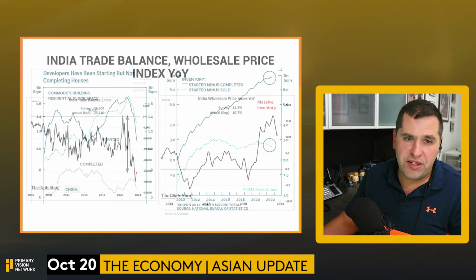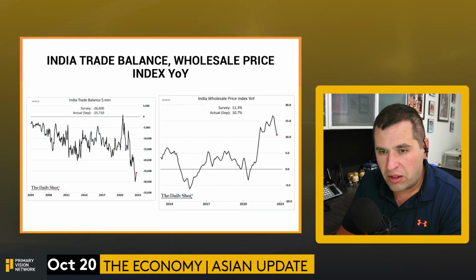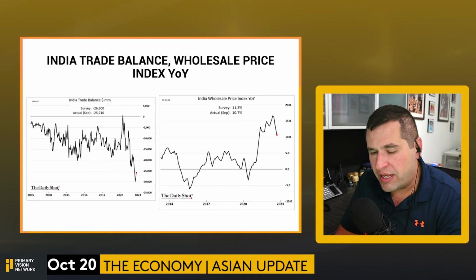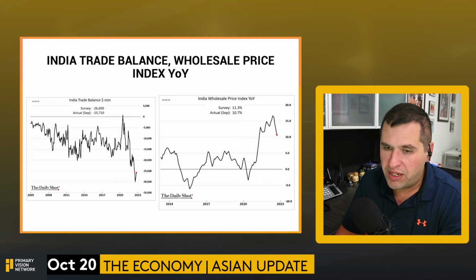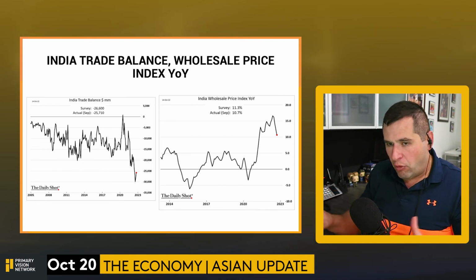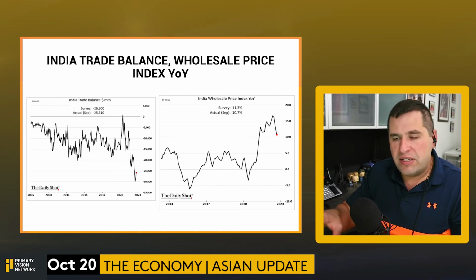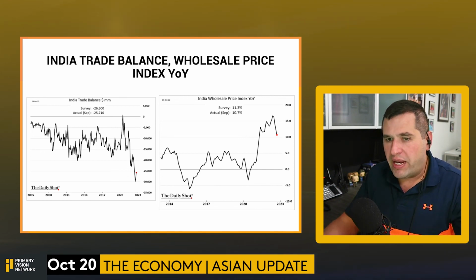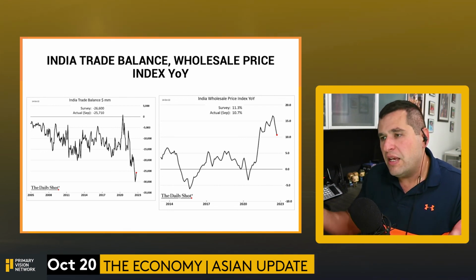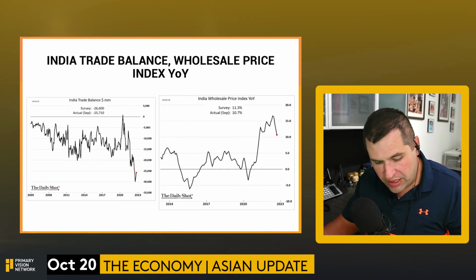So then when you look at India's trade balance, you saw a nice little bounce, but again, still very much in decline, with India's wholesale price index expected to be 11.3%, actual 10.7%. So we actually think India will outperform China, but we think India is going to start to slow down from this point, as you can see in some of these movements, as we've been discussing, but that is for a different day. We wanted to focus more on China today.